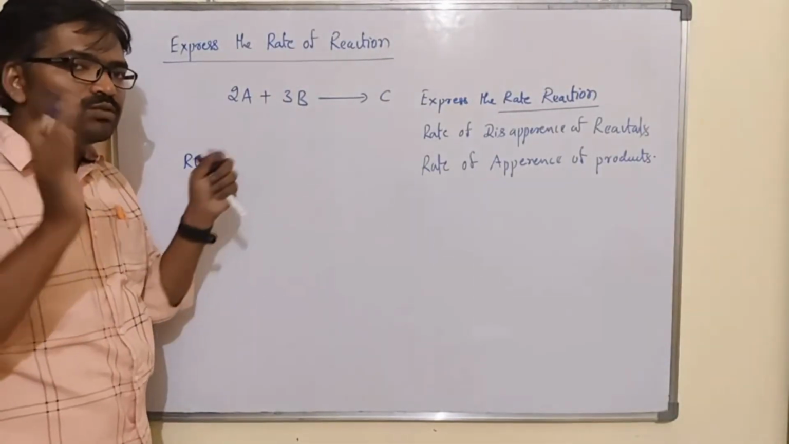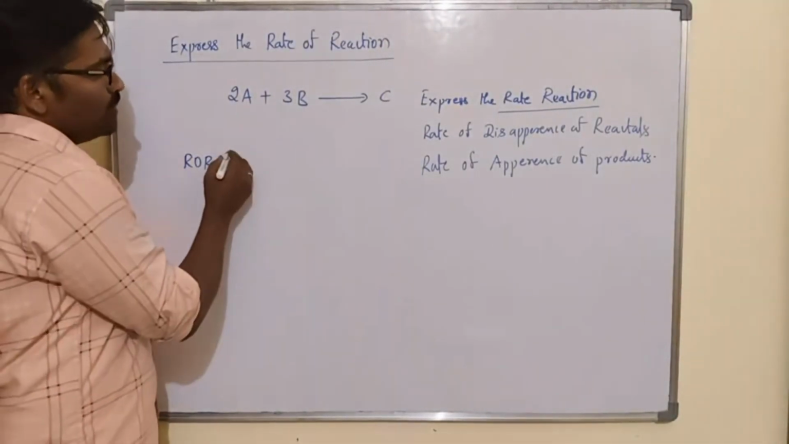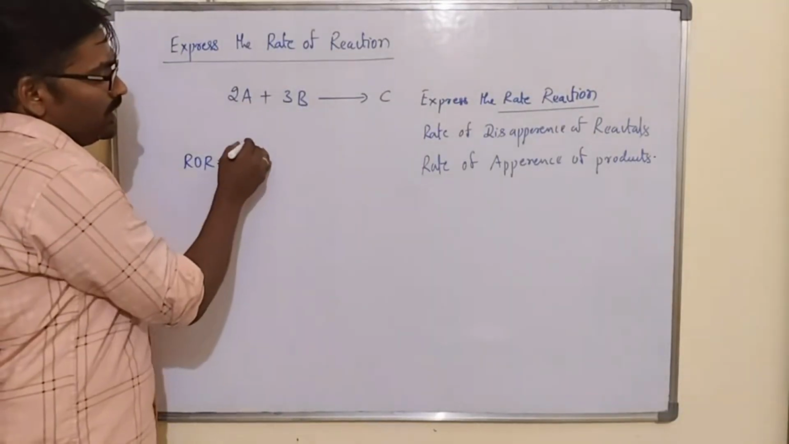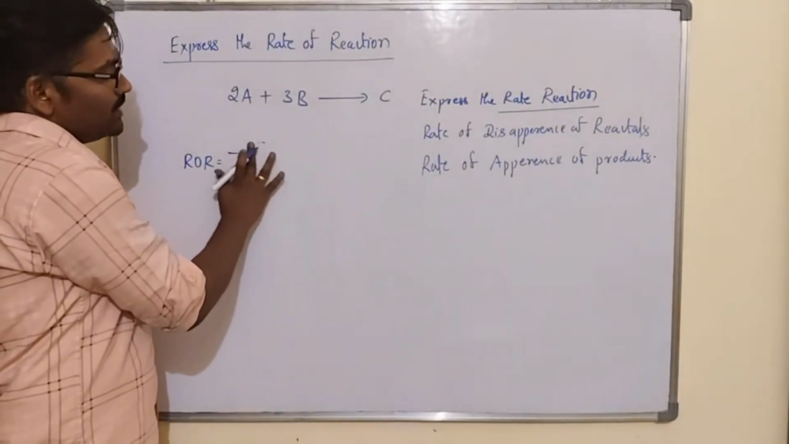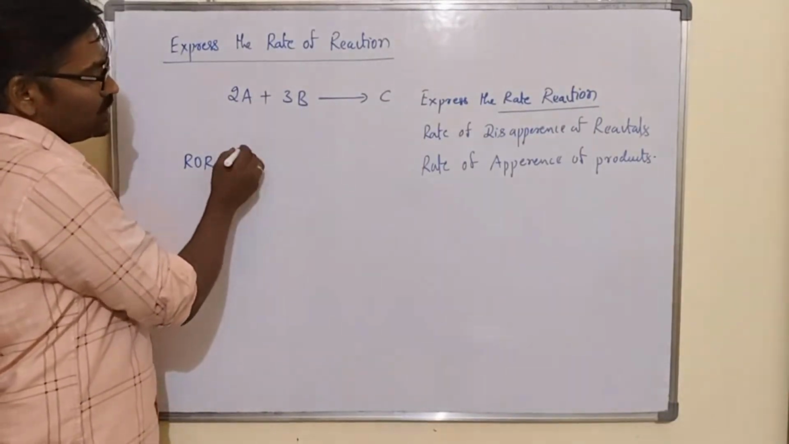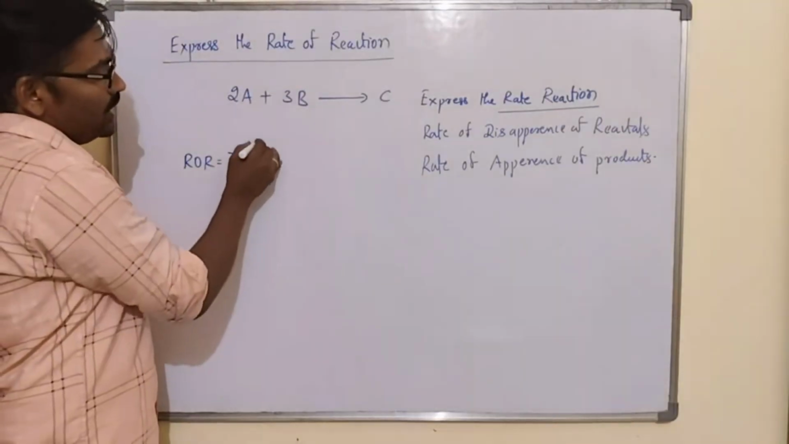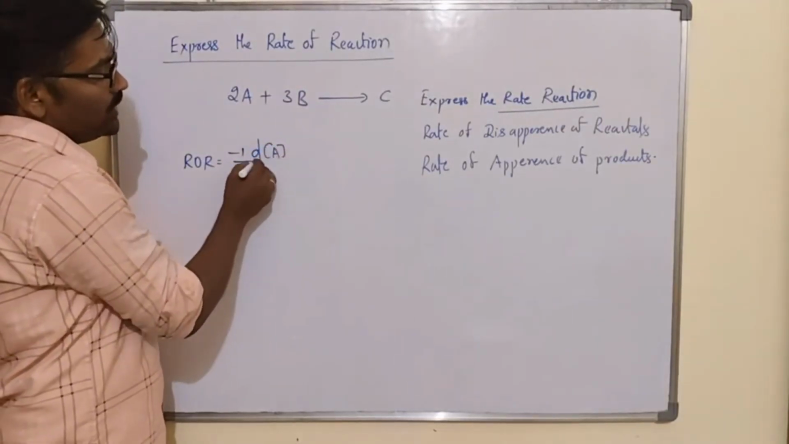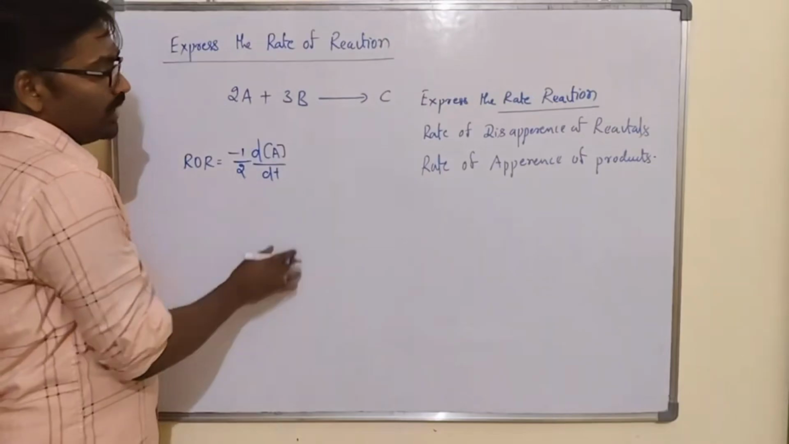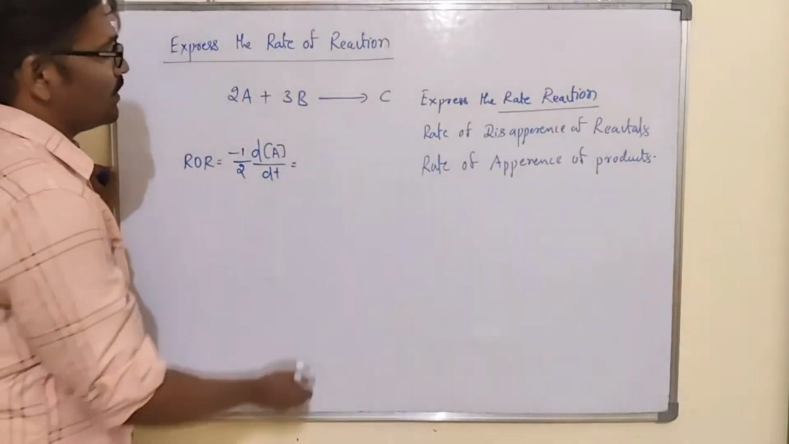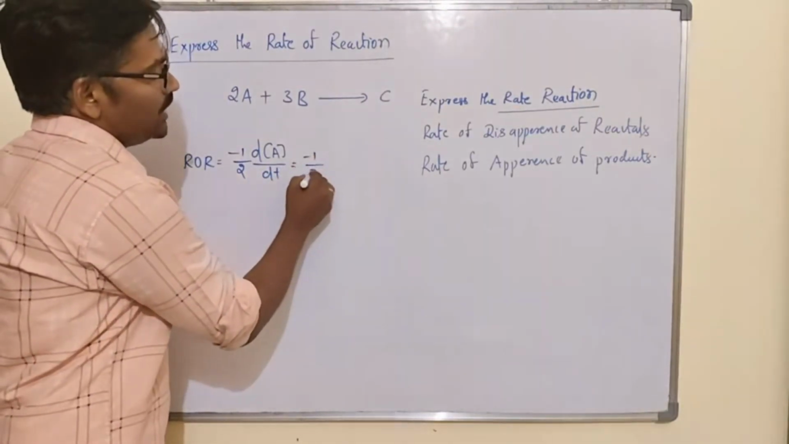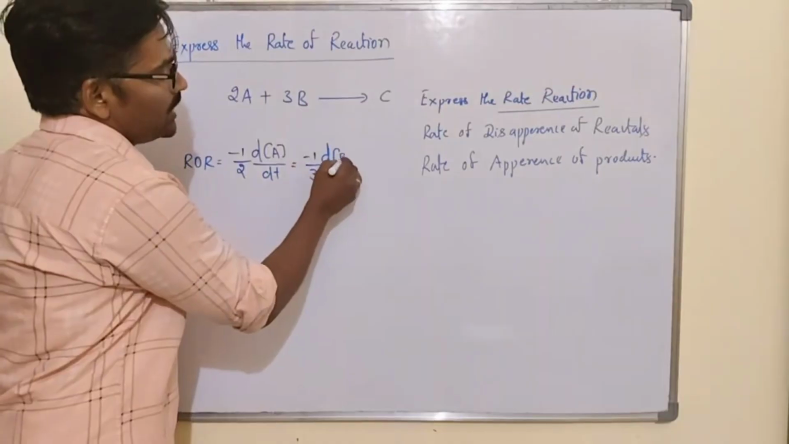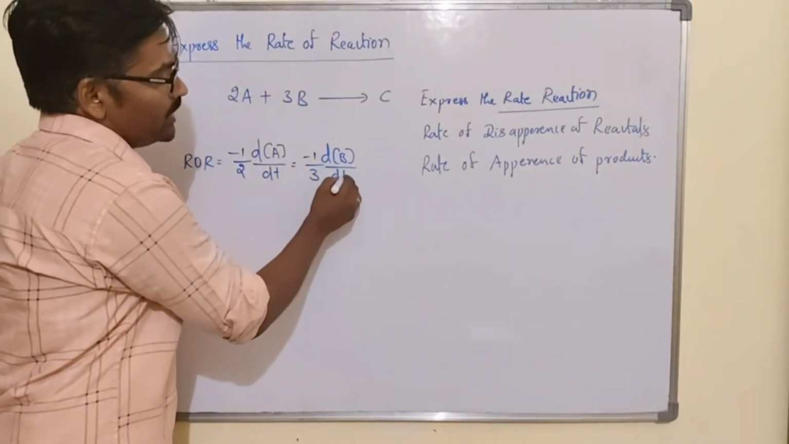Consideration, we have to use a negative sign, right? So negative sign, minus, then D into, so minus 1 by 2 you have to take. So minus 1 by 2 D into concentration of A divided by dt. It is equals to minus 1 by 3 d concentration of B divided by dt.